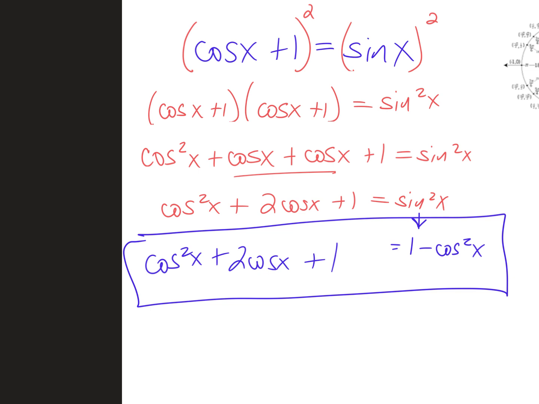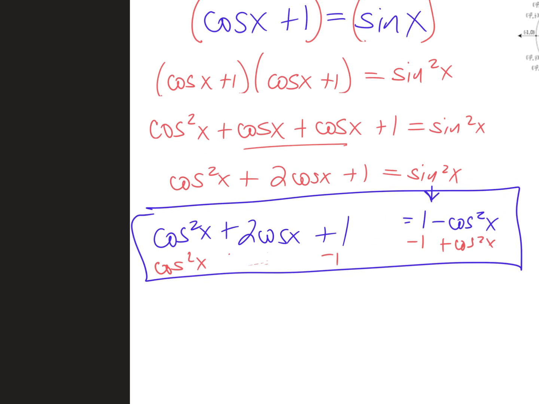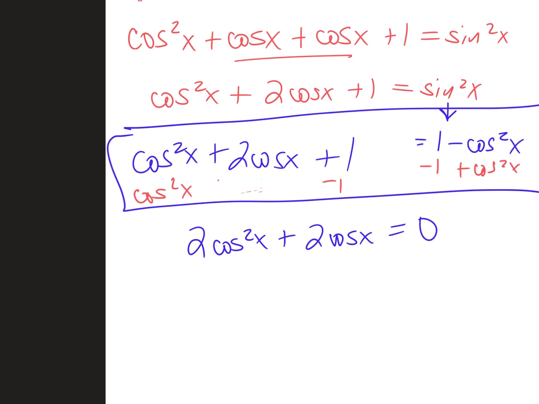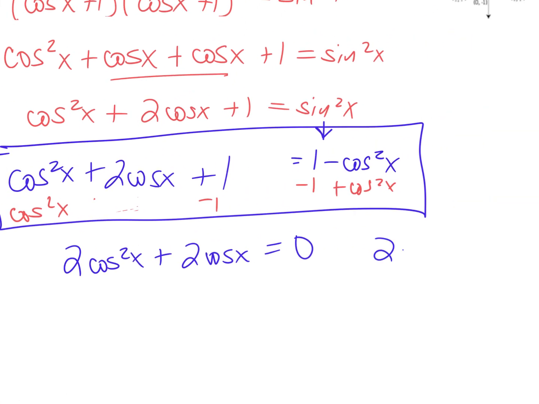So let's just move everything to one side. So I'm going to subtract 1 and I'm going to add cosine squared. So if I have 1 cosine squared plus 1 cosine squared, that gives me 2 cosine squareds, right? And then I have plus 2 cosine of x. And what happens with 1 minus 1? So equals 0. All right, let's think algebraically here. I have 2x squared plus 2x equals 0.